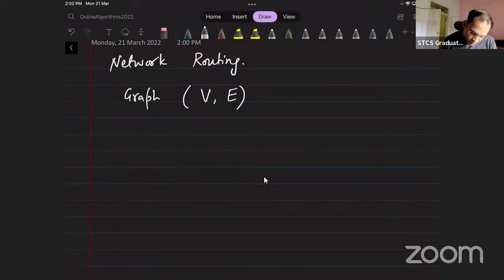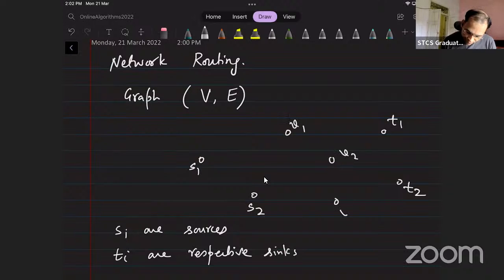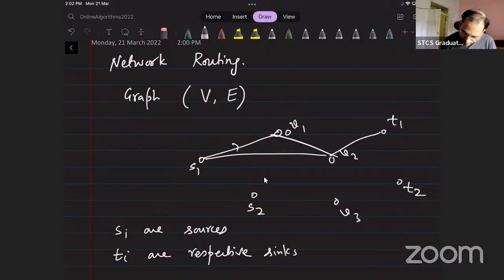So let's call this. The Si are going to be sources, and the Ti are the respective sinks where these sources want to send information. Other nodes are just V1, V2, V3, and so on. And there is some directed graph given to you. Let's just connect.